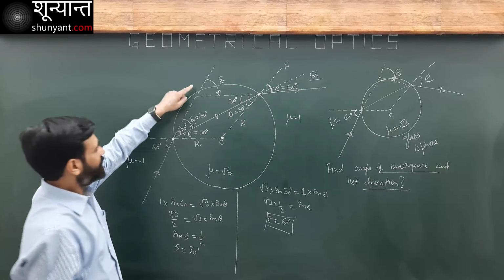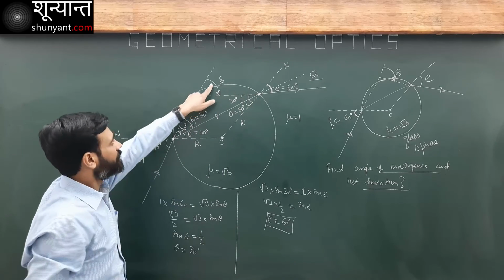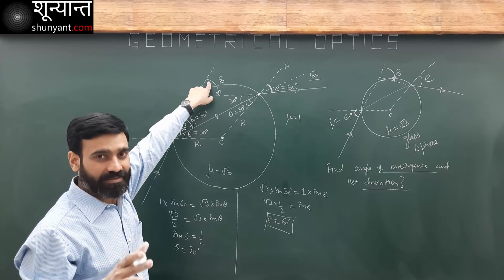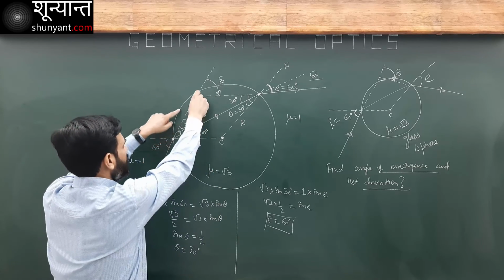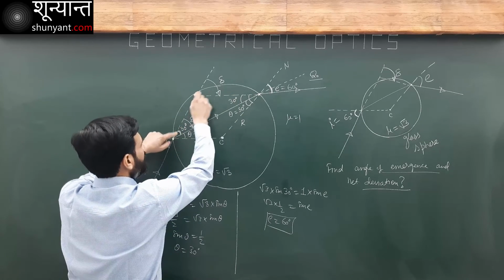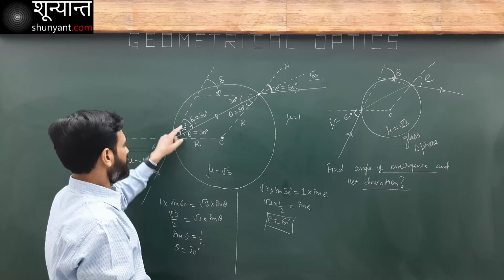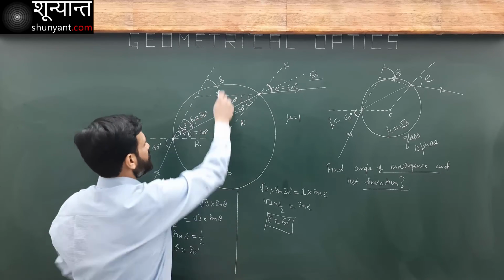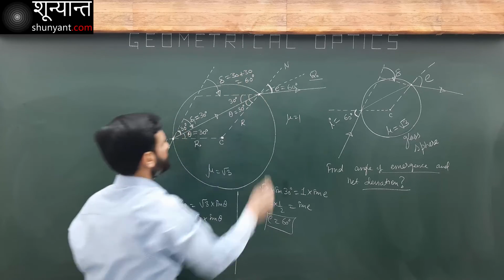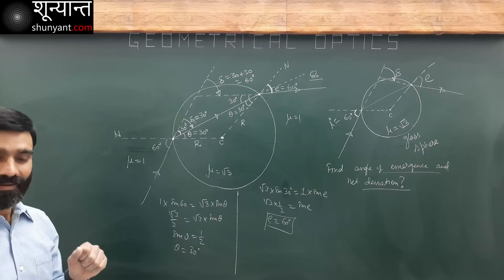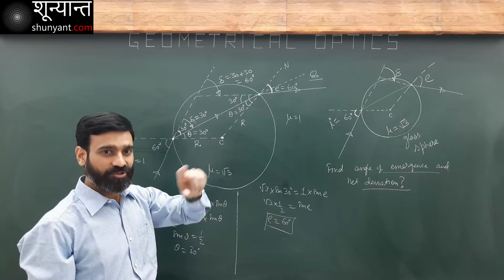Now look at this triangle here. This angle, which is our angle of deviation, is what I want to find. This is an external angle for this triangle. This is going to be equal to this plus this. This angle 30 plus this, so it is going to be equal to 30 plus 30, which is 60. We got this angle using geometry.